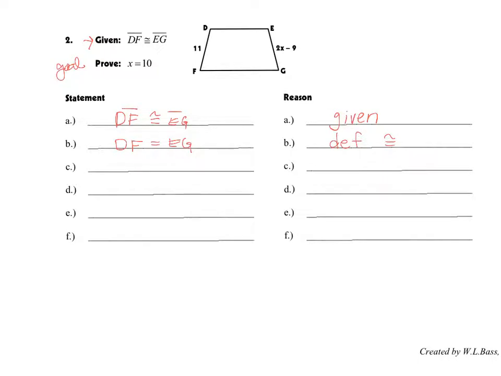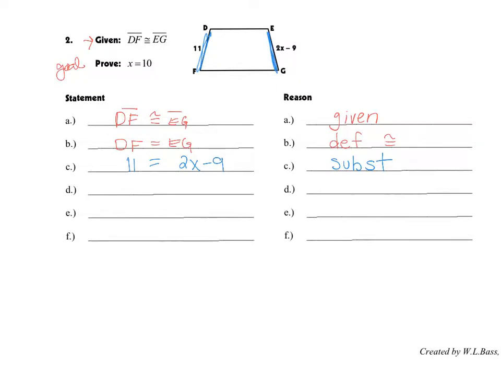So if we look further here, we can see up in what's given to us that DF is actually 11, and that EG is 2x minus 9. And so what we did there was to use substitution and substitute in the values, or the expressions, that we had representing those sides.